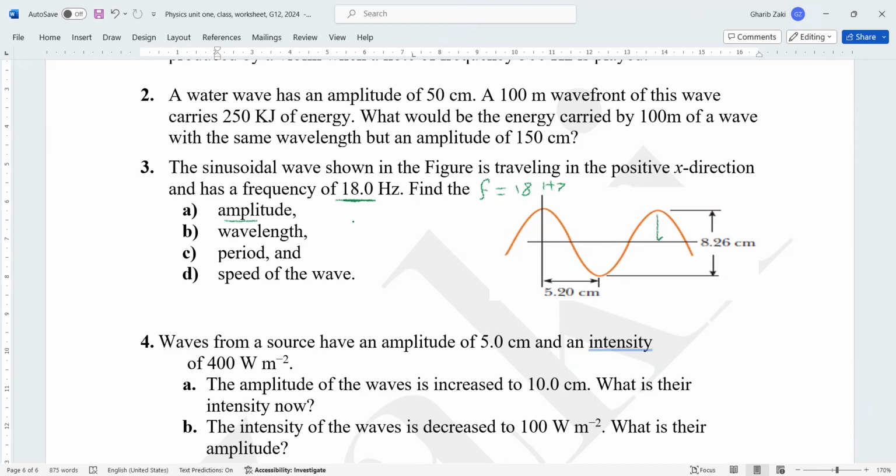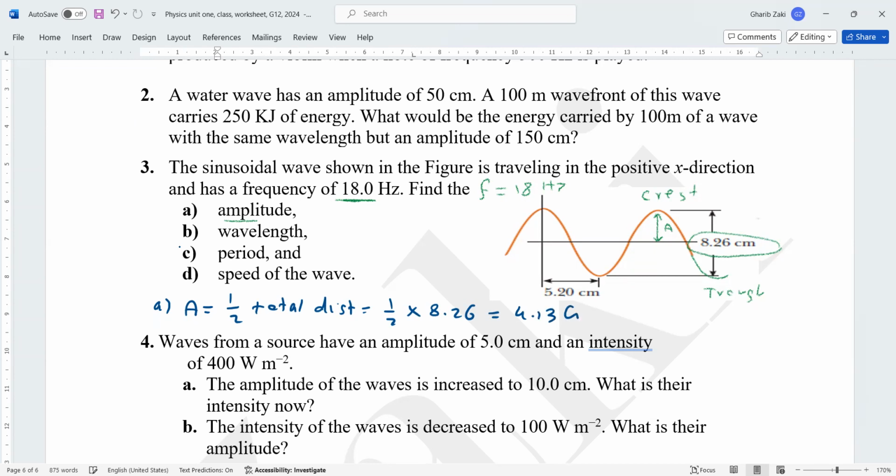This is the amplitude. It is half the total distance. The total distance is 8.26. The total distance means from crest to trough. This is the crest and down is the trough. But the amplitude is half the total distance. So in part A, the amplitude equals half the total distance, which equals half multiplied by 8.26. So the amplitude is 4.13.